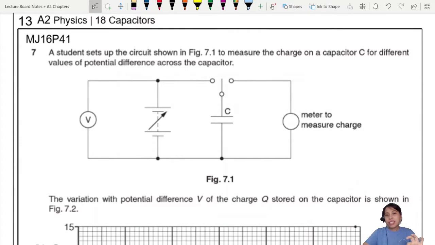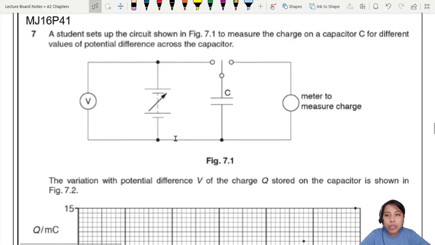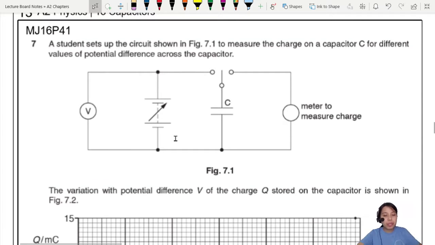Let's get a better understanding of how capacitors work in this question. Example, MJ16 P41 Q7. So a student sets up the circuit shown like this to measure the charge on capacitor C for different values of potential difference.